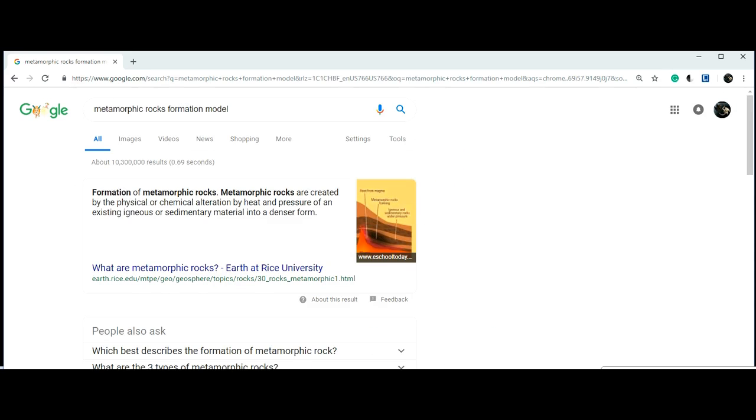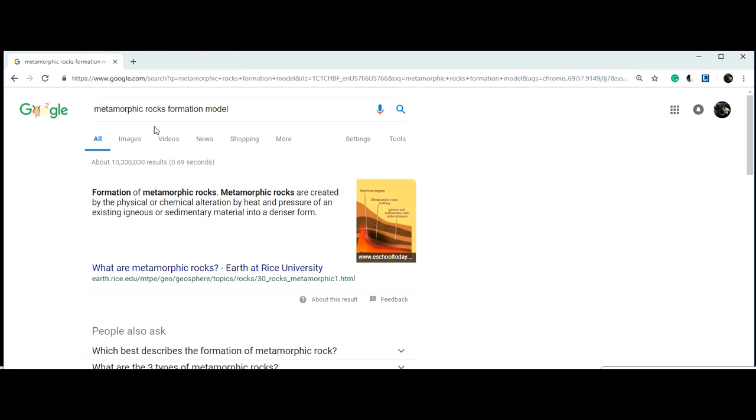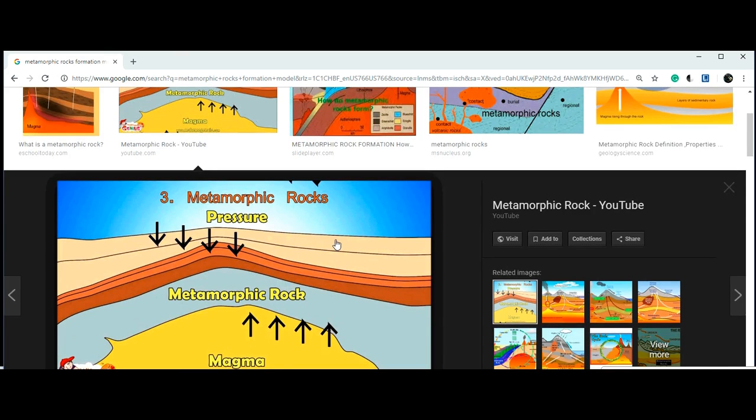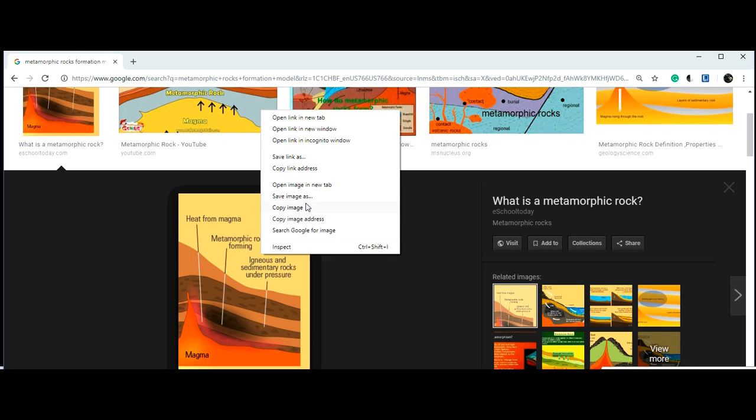Oh, by the way, for the sedimentary rock, credit goes to, well, I don't know how to pronounce it, but this over here is the credit for that. Anyway, metamorphic rock formation model. Okay. Copy image. I'll use this. eSchool Today. That's the credit for this image.